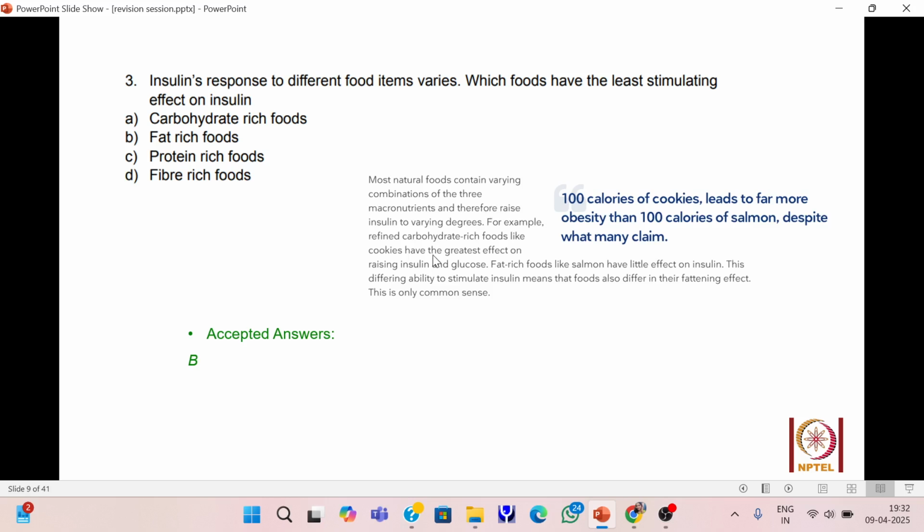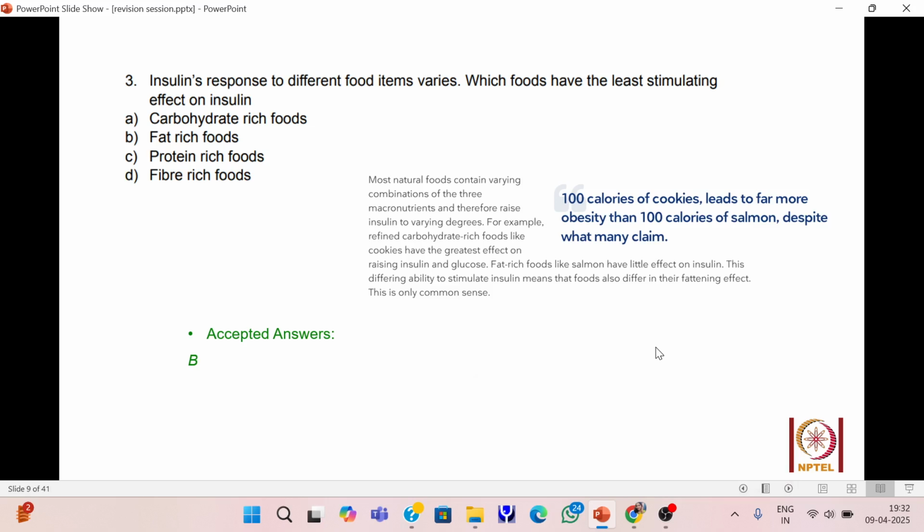For example, carbohydrate rich foods will obviously increase the insulin level because they include all the sweet things, raising insulin and glucose. Fat rich foods are the ones like salmon, here the example given is fish, and they have the least effect on insulin. This differing ability to stimulate insulin means that foods also differ in their fattening effect. This is also only common sense. So fat rich foods are the ones which have the least effect on raising insulin in your body.